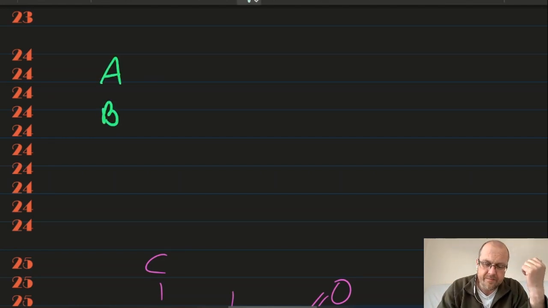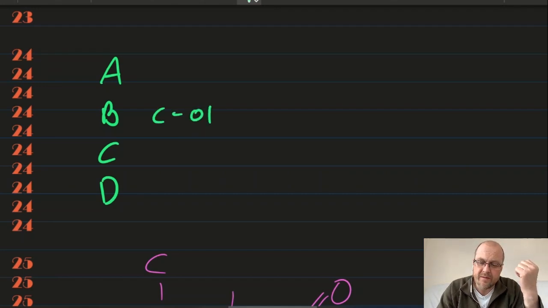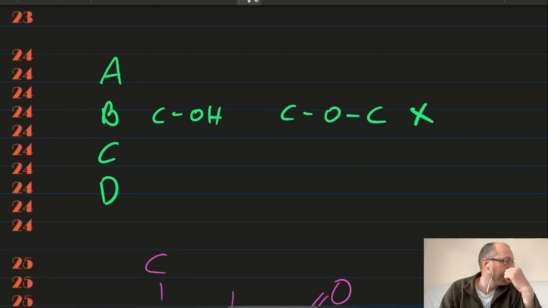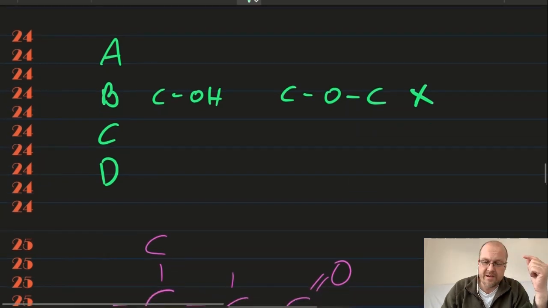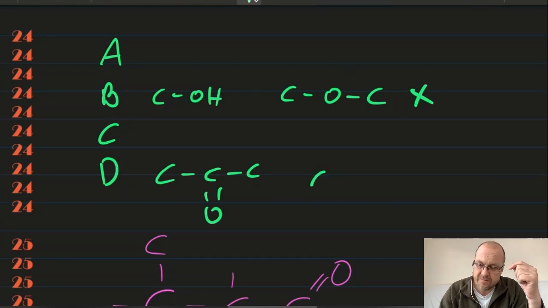Well, let's have a look. A, B, C, D. So B's wrong because B has an alcohol and an ether. It has this functional group and that functional group. So that ain't right. D's wrong because D has a ketone and an ether. They don't often ask about ethers. So that's wrong.